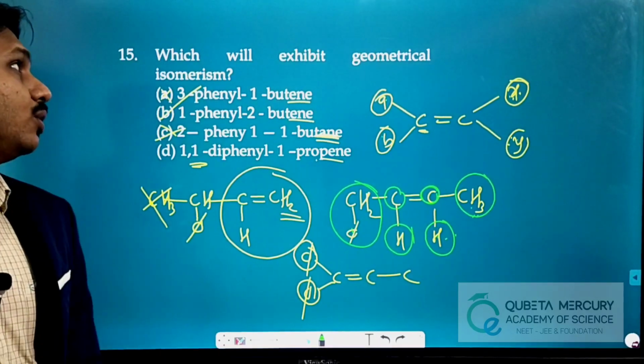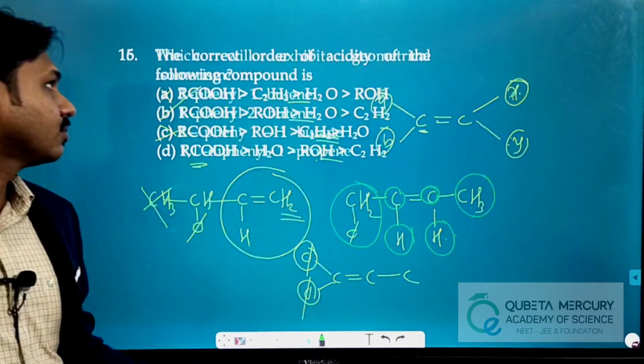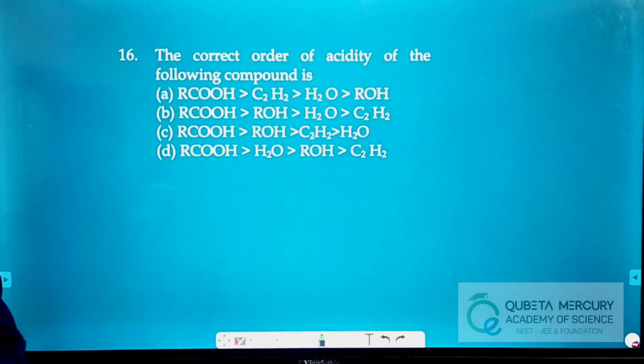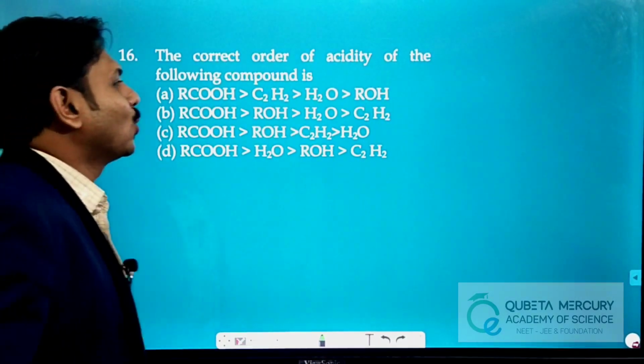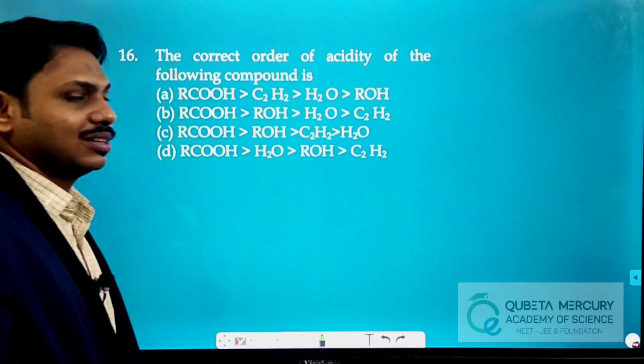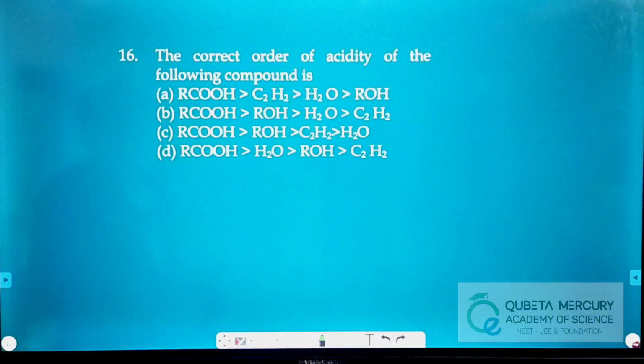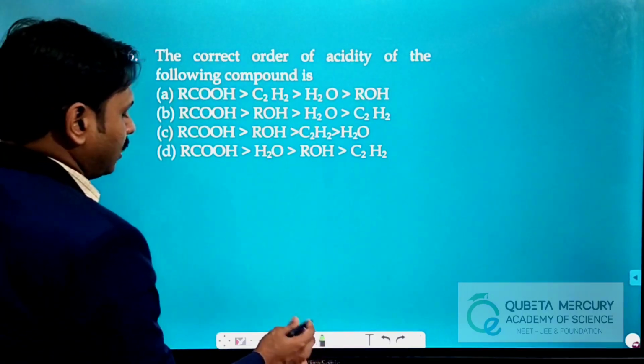So moving on to the next question: the correct order of acidity of the following compounds is. Yeah, this is an interesting question from organic chemistry. We have been given different types of acids. How can we compare the acidity? I am just copying the acids given.